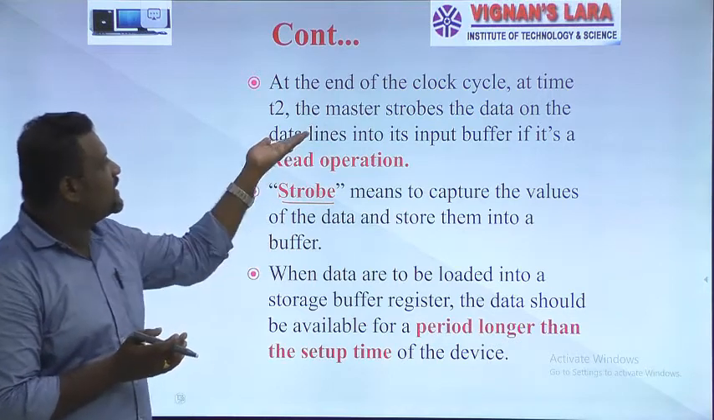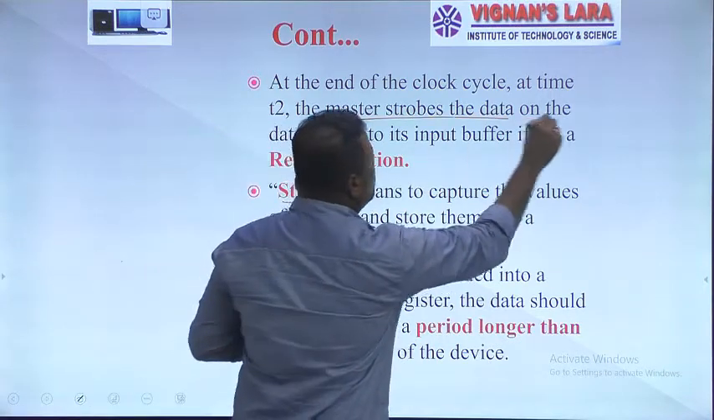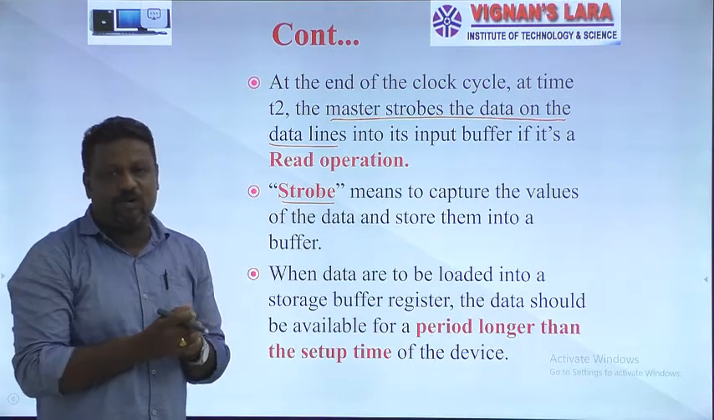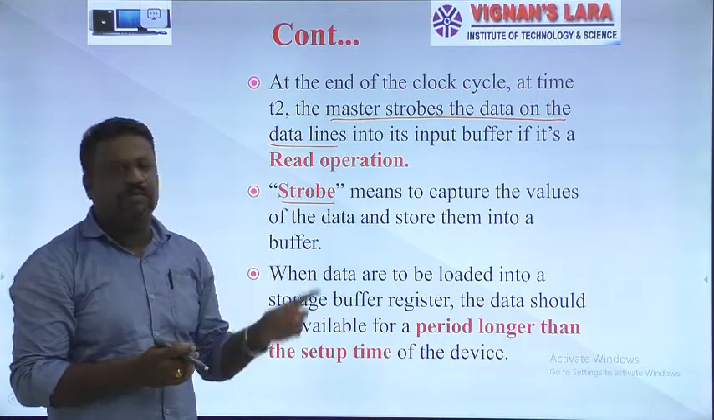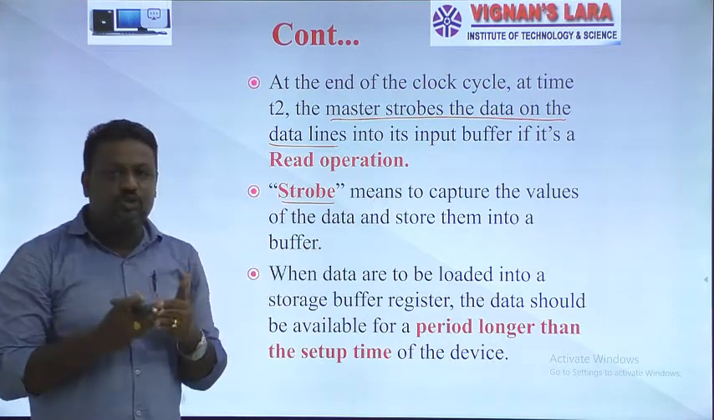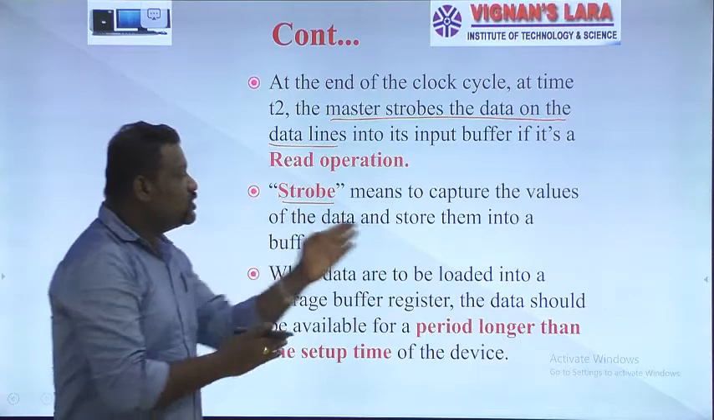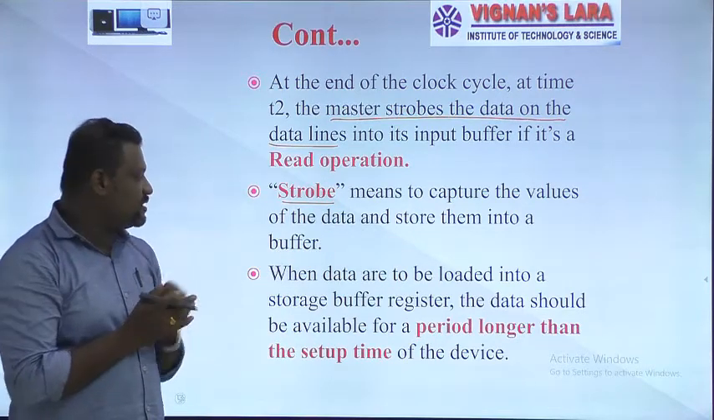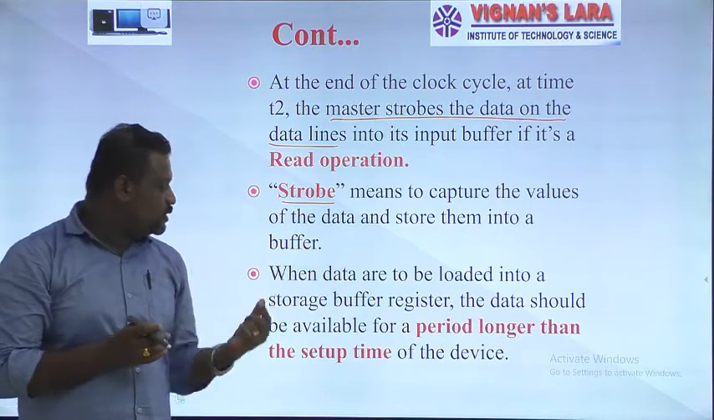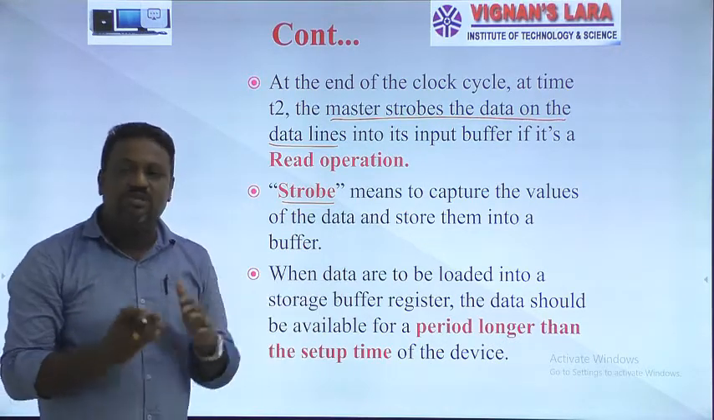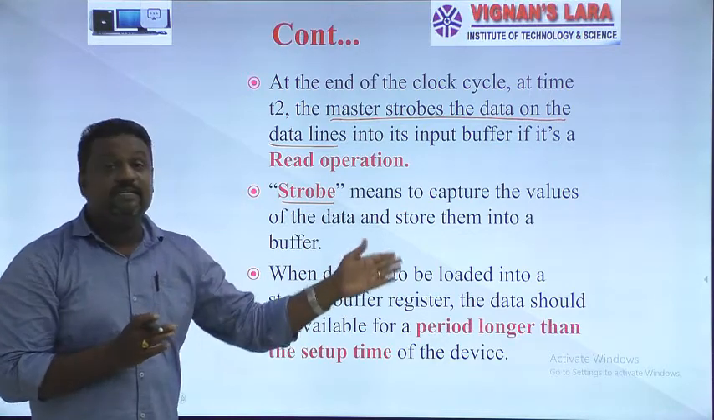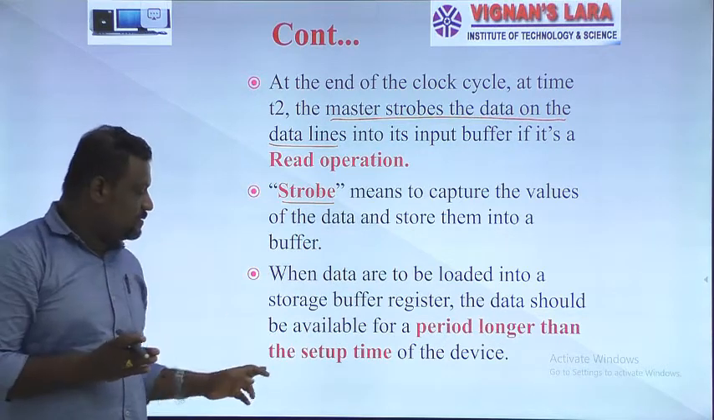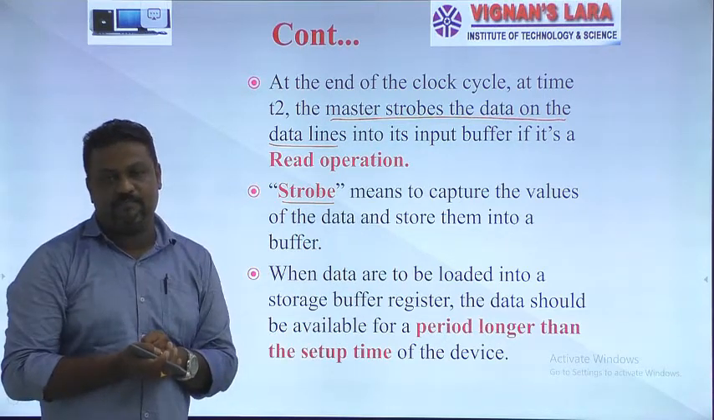So here the master stores the data on the data lines into its input buffer if it is a read operation. Then what is the meaning of strobe? Strobe means to capture the values of the data and store them into an input buffer or internal buffer. That is the meaning of strobe. When data are to be loaded into the storage buffer register or internal buffer register, the data should be available for a period longer than the setup time of the device.